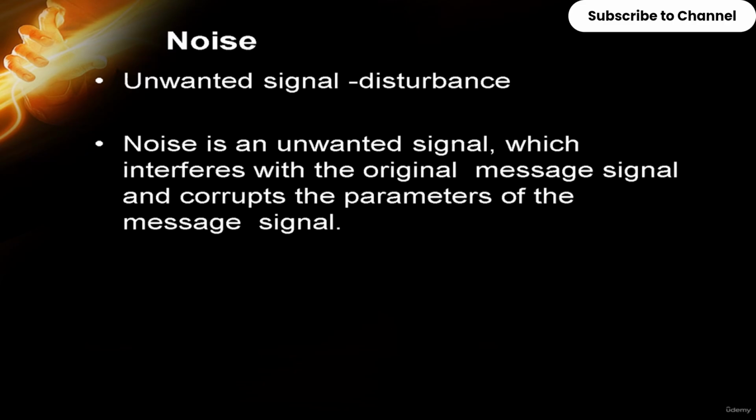So how does the noise occur? The noise occurs during the transmission of the signal or while receiving the signal. Some unwanted signals get introduced in the communication channel, which creates some unpleasant noise or disturbance at the receiver, which degrades the quality of the communication. This is known as noise, where it interferes with the original message signal and corrupts the parameters of the message signal.